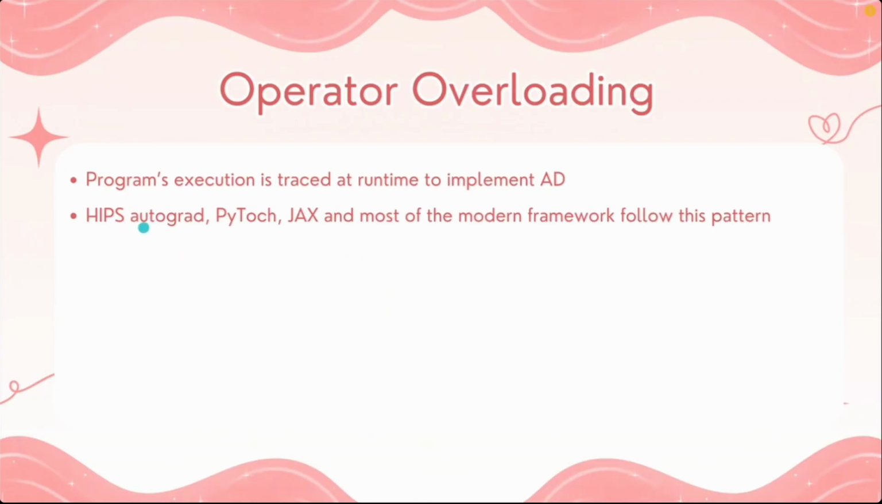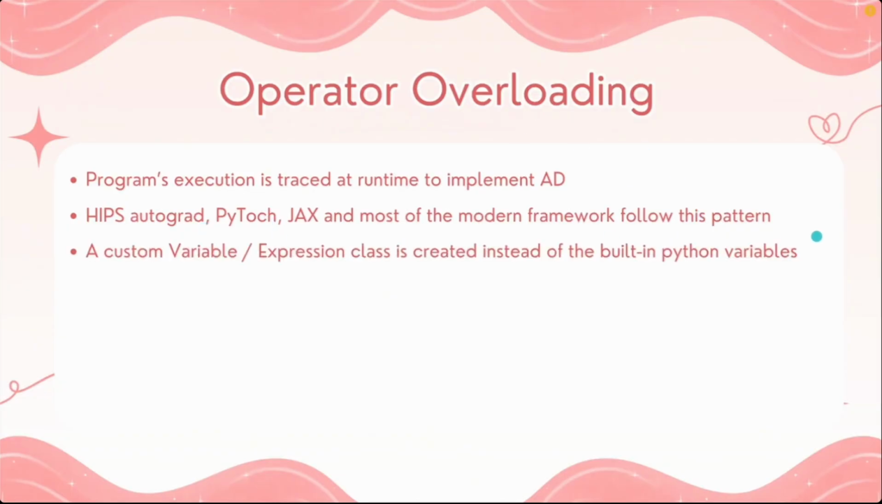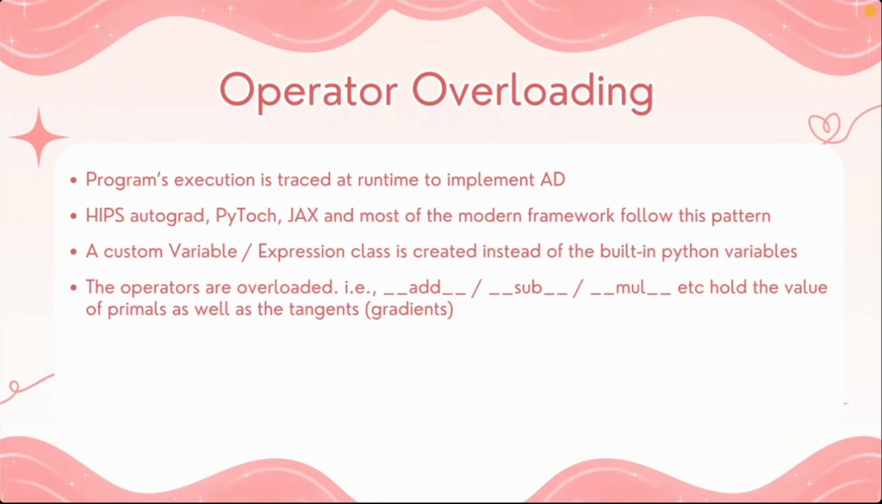HIPS was the team that made the differentiable NumPy framework called AutoGrad. This team moved on to build JAX, which is now the framework by Google. PyTorch, JAX and AutoGrad, the modern frameworks, follow this pattern of operator overloading. Let's say a custom variable is created, on top of built-in Python variables, just to store your trace and add, subtract all the parameters and store the changes.